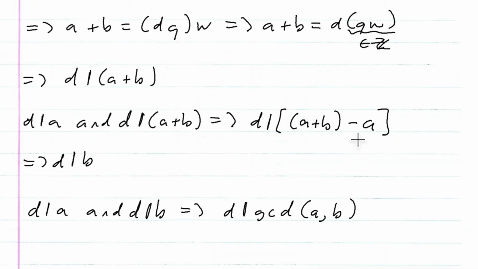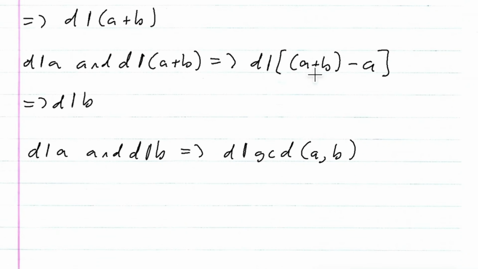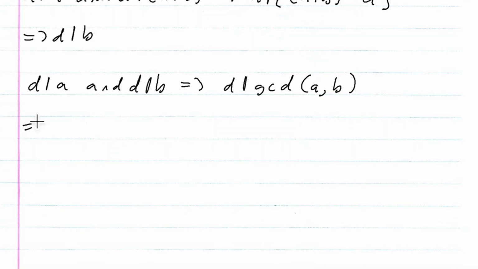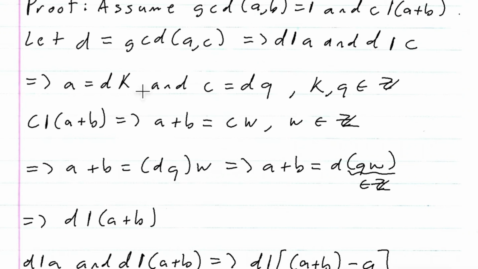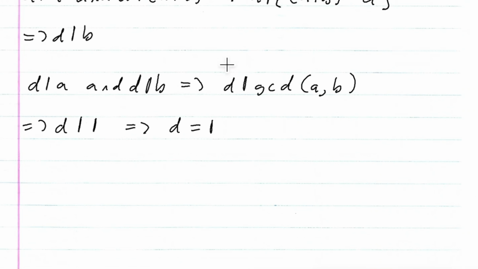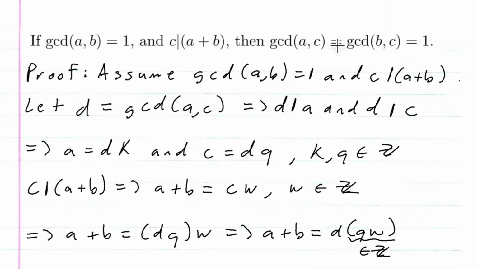Okay, but we assumed earlier that the GCD of A and B is 1, right? So this means D divides 1. And of course, if D divides 1, that means D must be equal to 1. So we let D be equal to the GCD of A and C. So this means the GCD of A and C is equal to 1. So we're about halfway there.